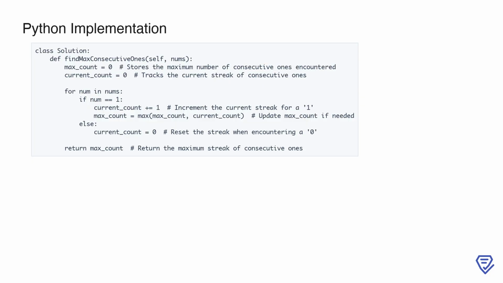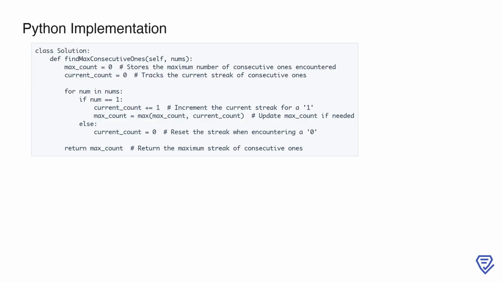3. Result. After the loop completes, max_count contains the length of the longest streak of consecutive ones in the array, which is returned as the result. Complexity analysis. Time complexity, O(n), where n is the length of the input list. The algorithm makes a single pass through the array. Space complexity, O(1), as no additional space is used beyond the two counters.